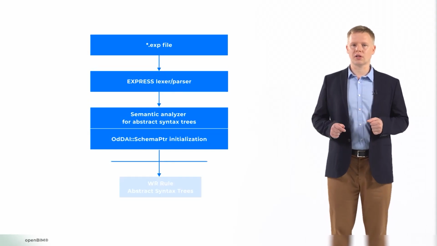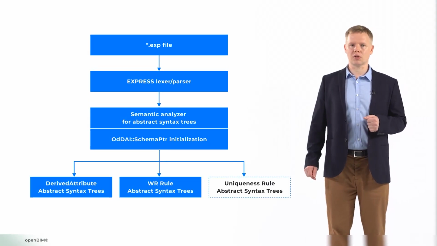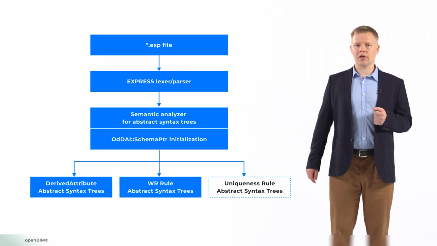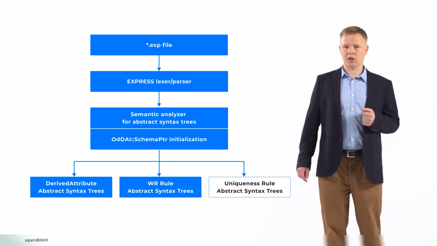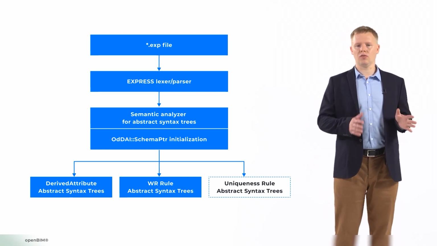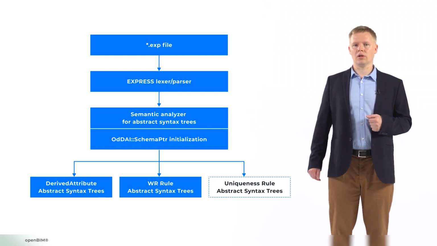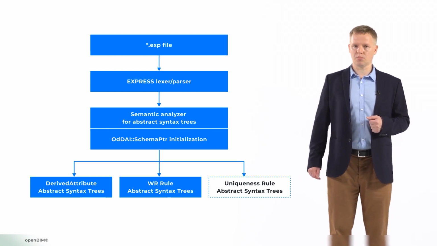The main parts of the Express interpreter are the parser, which takes an EXP file as input and creates abstract syntax trees for expressions, the semantic analyzer, which checks variables and types and fills Express schema metadata, and the interpreter, which evaluates derived attributes and where rules using late-bound access to attribute values.